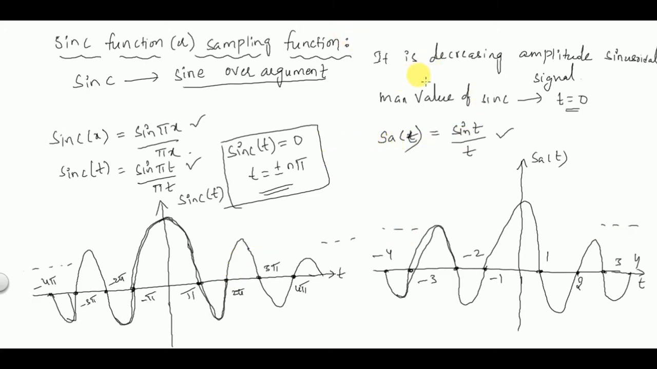So mainly it is a decreasing amplitude sinusoidal signal, and its value is equal to 0 at t is equal to plus or minus n pi. If you want to represent it as the sinc function, its value is sin pi x by pi x, and if you want to represent it as the sampling function, its value is sin t by t. This also represents sine over argument, so it is another form of the sinc function. So these are the pictorial representations of the sinc function and sa function respectively.